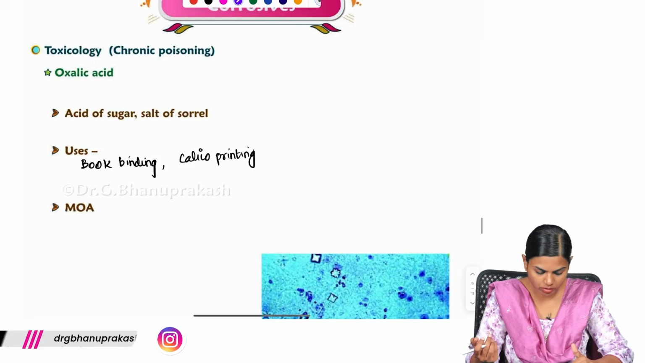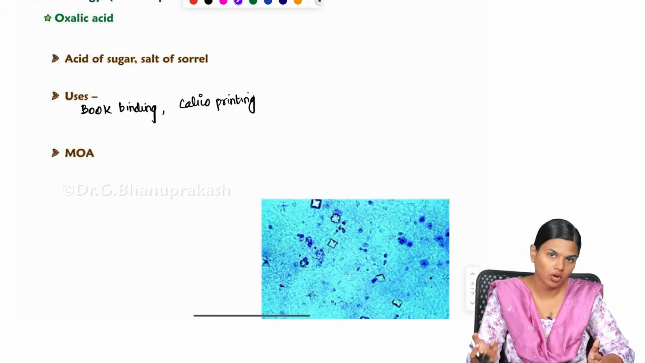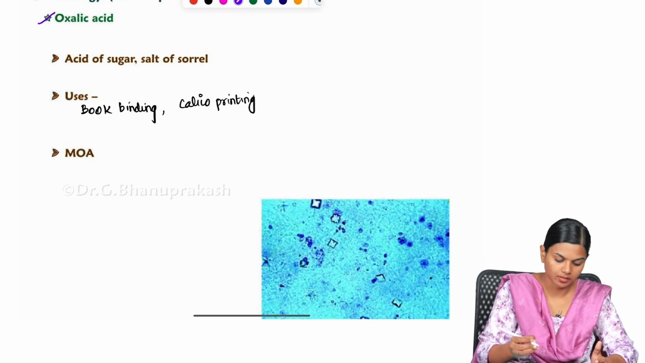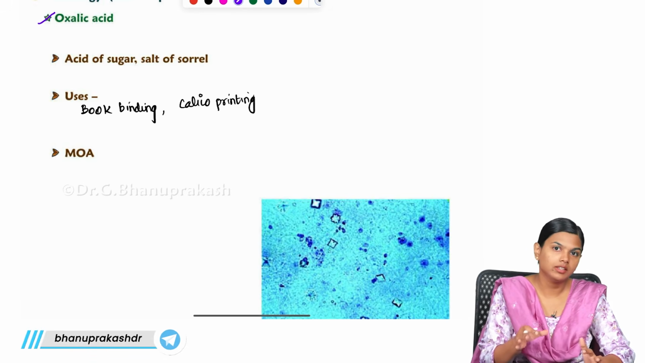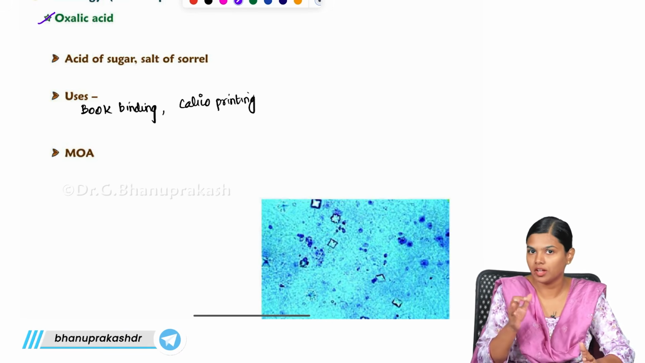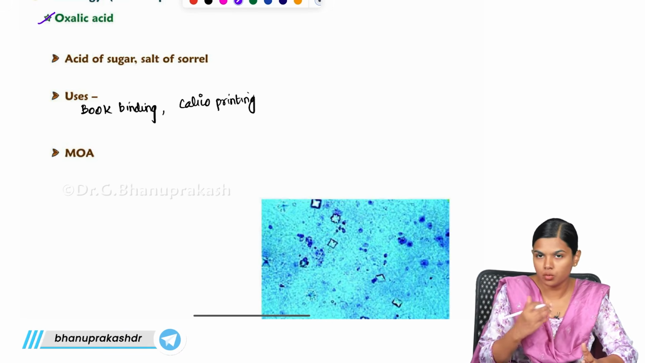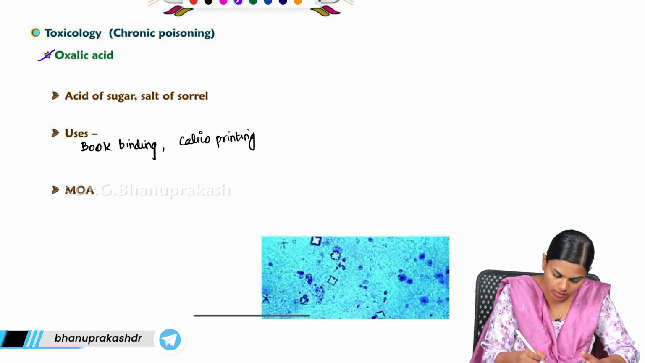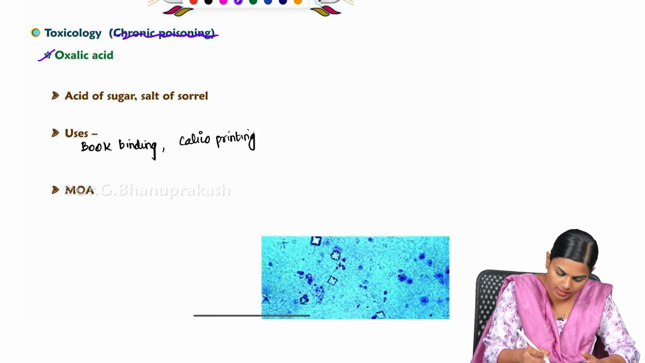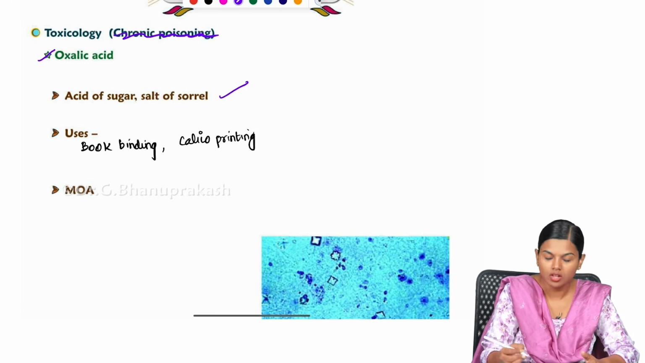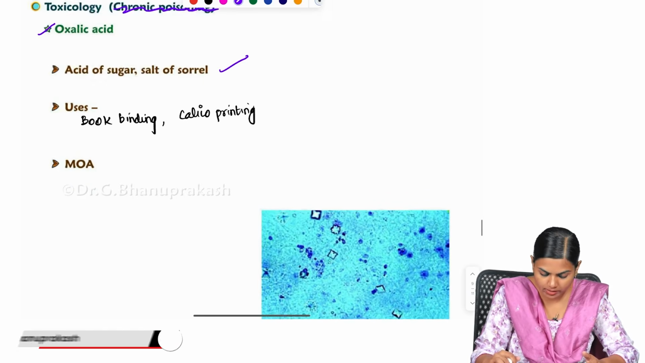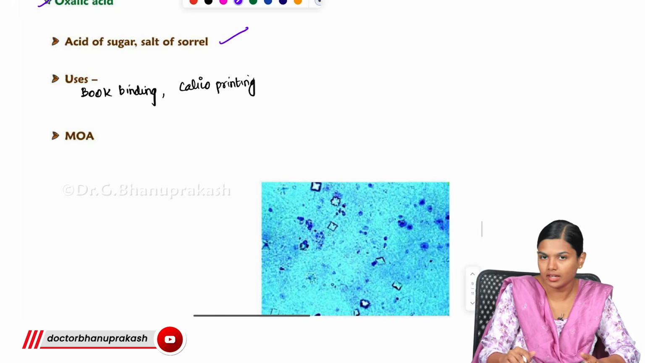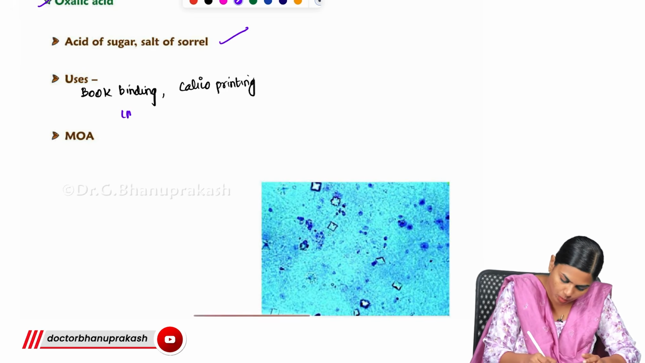Now what you are going to see is another organic acid, that is oxalic acid. Here, apart from their corrosive action, these acids have a few more actions also. This oxalic acid is also known as acid of sugar or salt of sorrel. And this is mainly used in book binding and calico printing, and it is also used for ink removal.